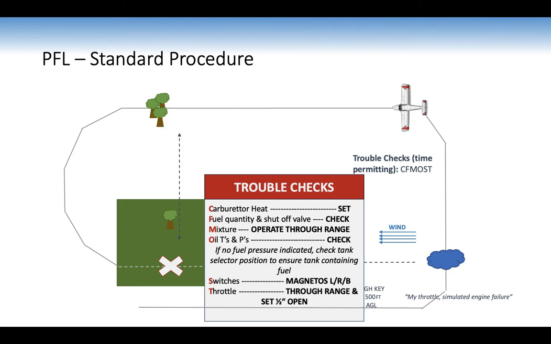If no fuel pressure indicated, check tank selector position to ensure the tank contains fuel. Switches: mags left, right, both. Maybe there's one mag that'll work. Throttle, operate through the range and set half an inch open so that if the engine does restart, it'll let us know.